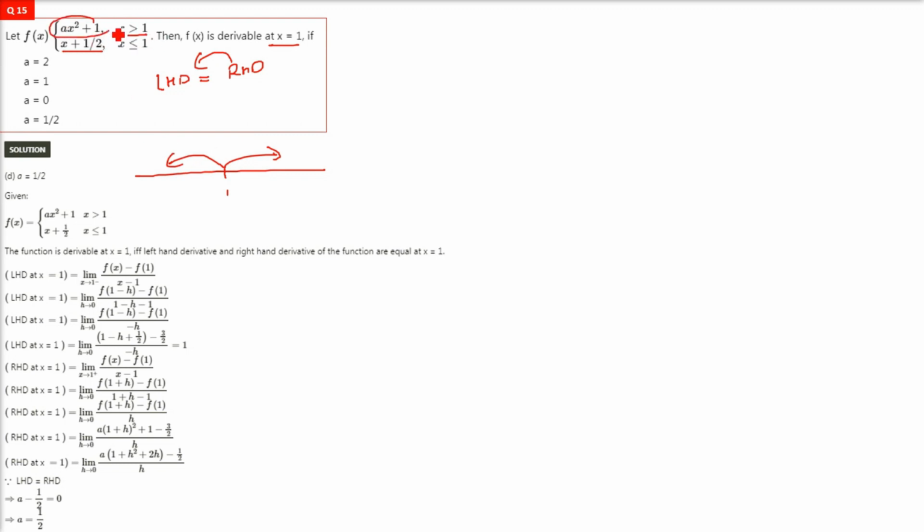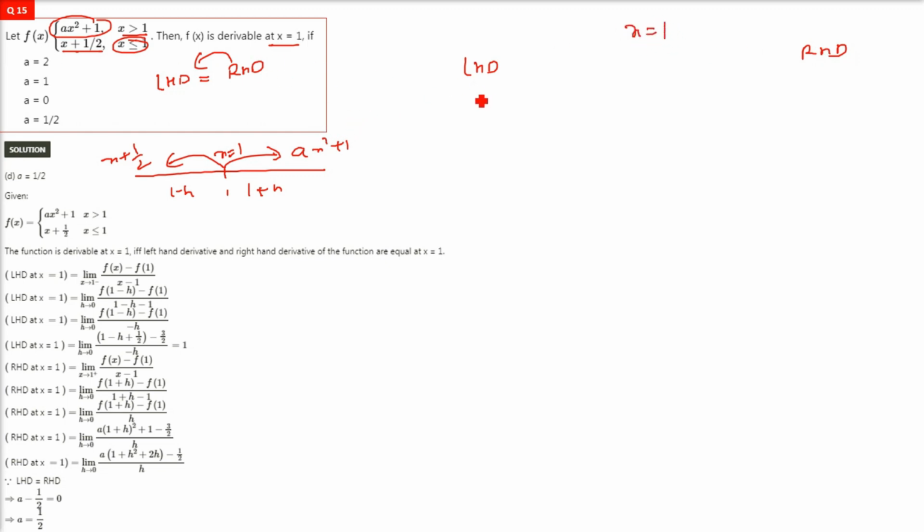When you go left, you will take x plus 1 by 2. When you go right, you will take ax square plus 1. Okay, on the right hand side, ax square plus 1 is the function. On the left hand side, x plus 1 by 2 is the function. So we'll place 1 minus h on the left, 1 plus h when we are taking the right hand derivative. So LHD and RHD, because we are checking the derivability.